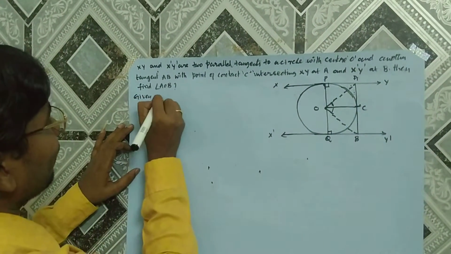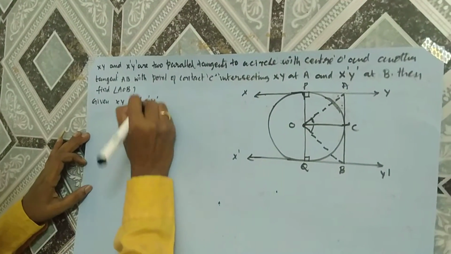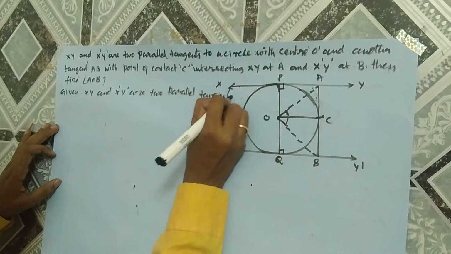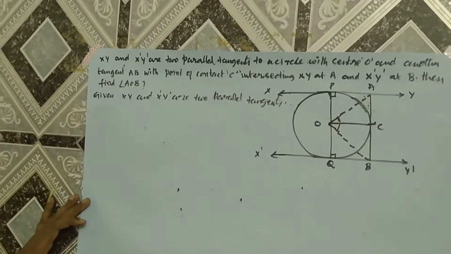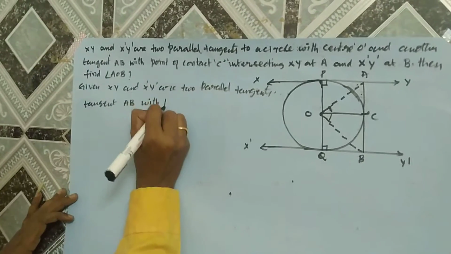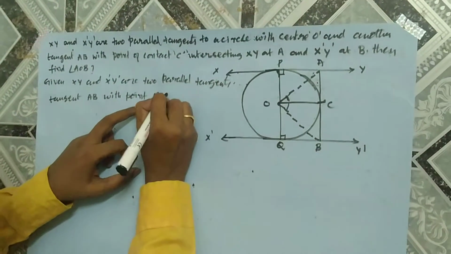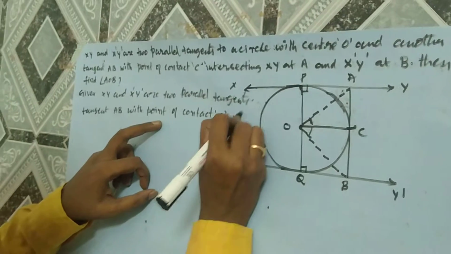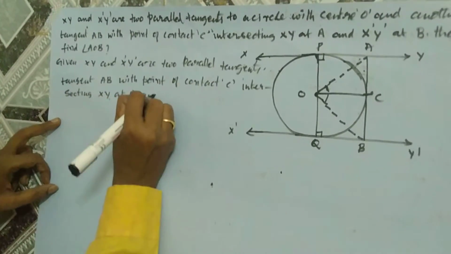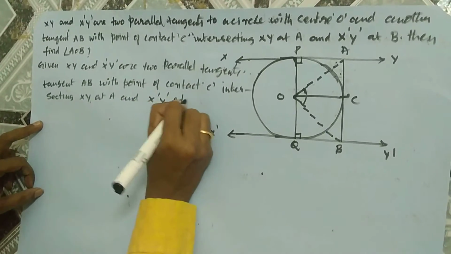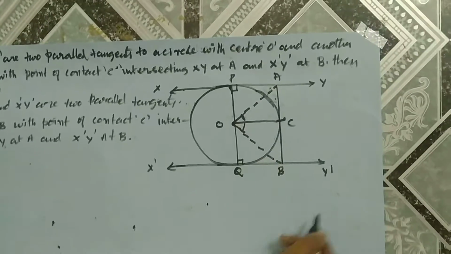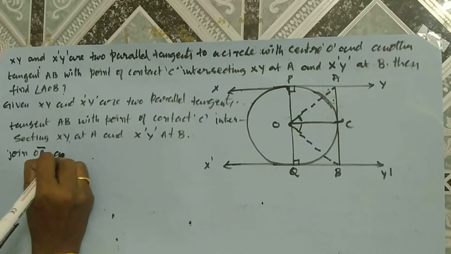Given: XY and X'Y' are two parallel tangents with center O. Again, tangent AB with point of contact C, intersecting XY at A and X'Y' at B. Join OA and OB.